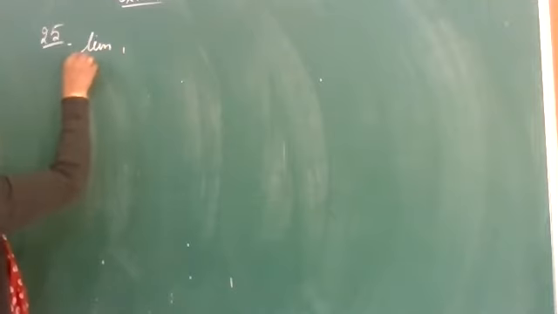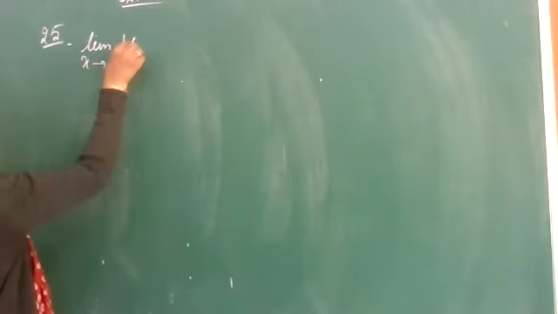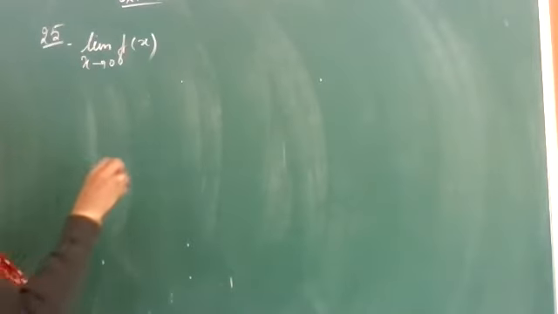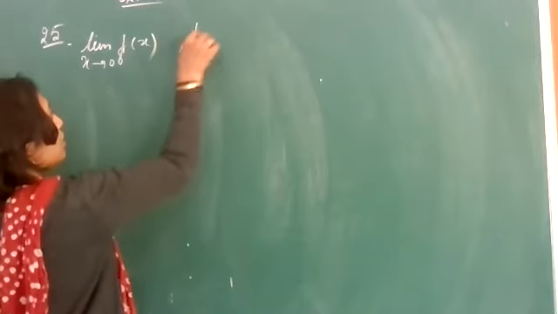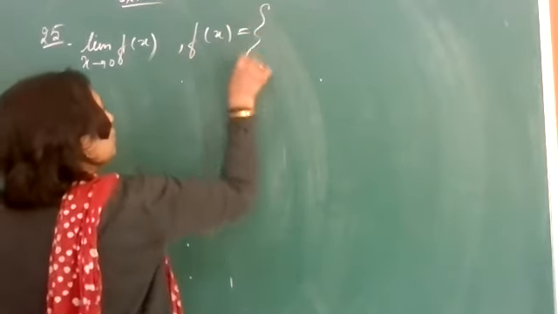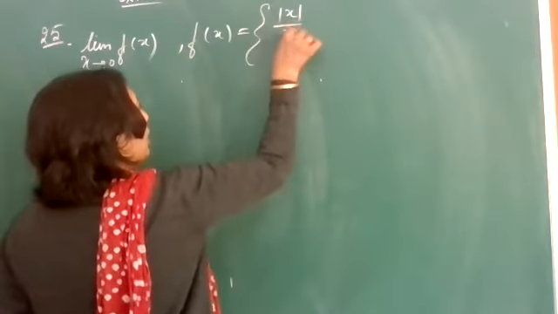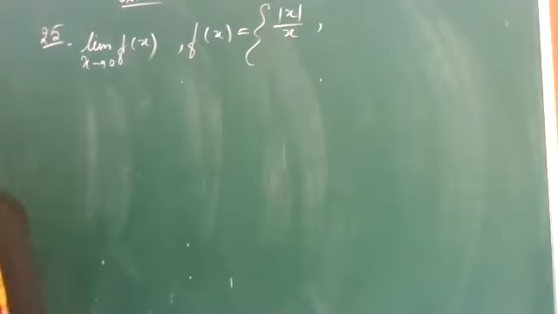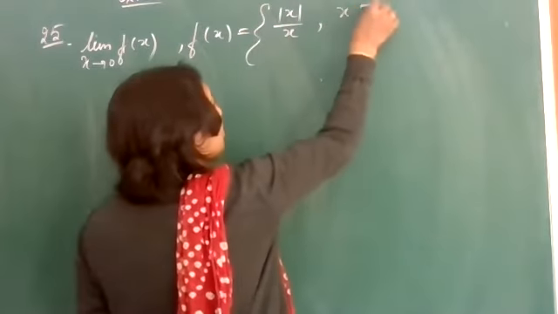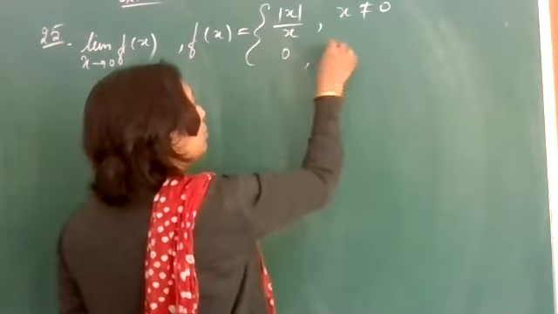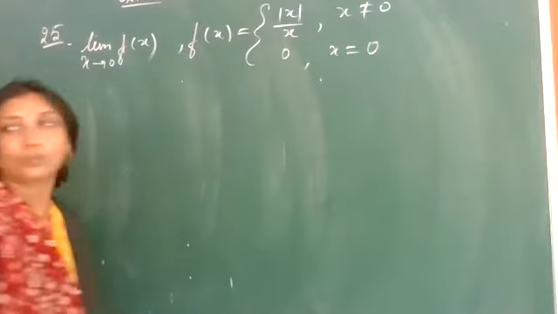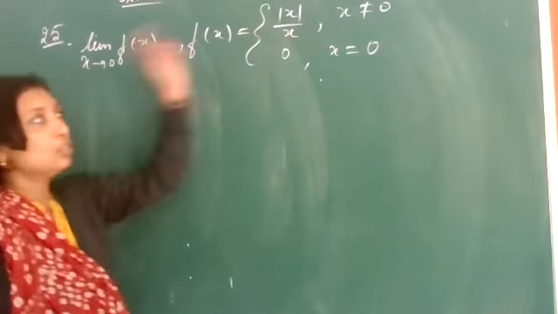25 and 26 are similar, so we'll be taking the 25th question. Limit x tends to 0, f(x), and f(x) function is defined as mod x upon x. It is mod x upon x, x not equal to 0, and it is 0 when x is equal to 0. Okay. Now these are the two values.